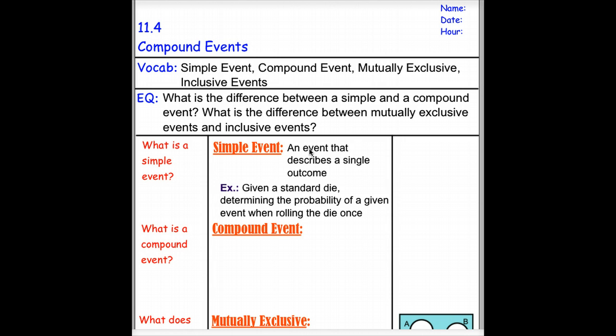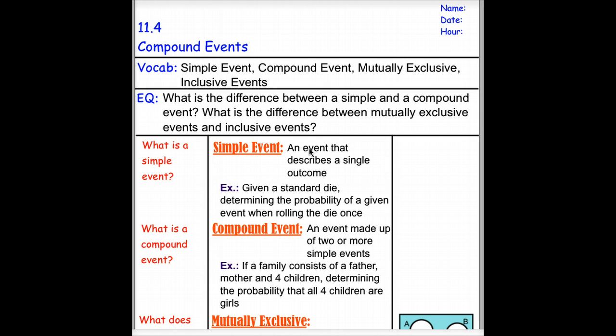A compound event, on the other hand, is an event that's made up of two or more simple events. So if a family consists of a father, mother, and 4 children, determine the probability that all 4 children are girls. That's compound because we have the simple events of the first child, the second child, the third child, and the 4th child, but we then need to combine them to find out what the probability would be that all 4 of them had a particular outcome.